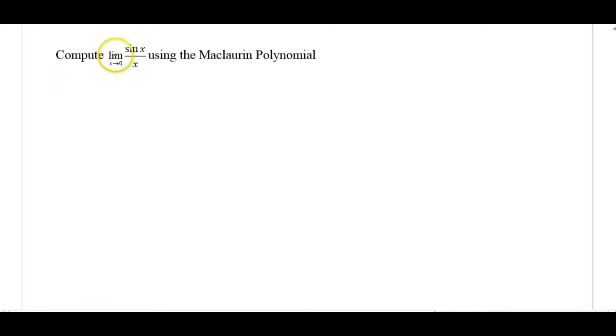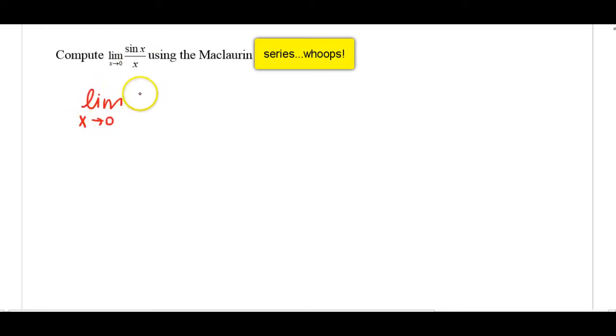Alright, so here we want to compute the limit as x approaches 0 of sine x over x using the Maclaurin polynomial. So we should already know that this limit equals 1. This is one of those trig limits that was just given to us that we needed to memorize. But now we can actually prove this using Maclaurin polynomials. So Maclaurin is in because the sine function is centered at 0. So here, let's go ahead and rewrite the numerator using the Taylor series expansion.